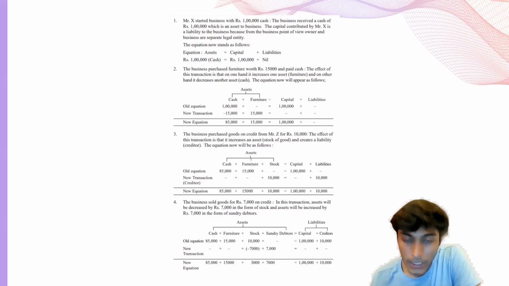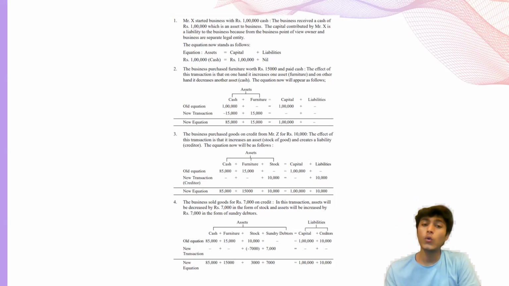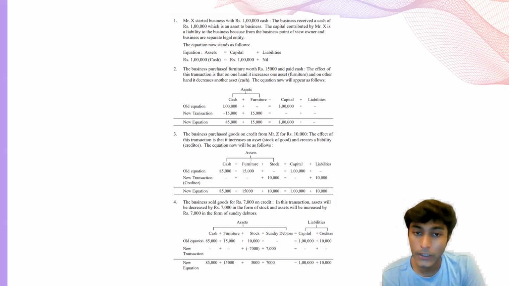So we have received 15,000 as furniture. Now again our equation matches, the total asset is 1 lakh and the total liability is again 1 lakh. The new transaction is that we have received an asset of 15,000, and we have paid in cash, so we have reduced our asset by 15,000. So the net effect is zero.